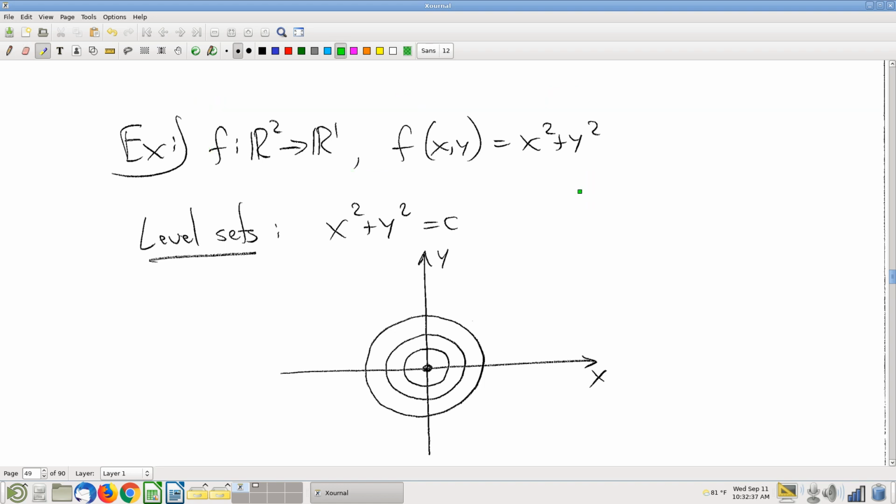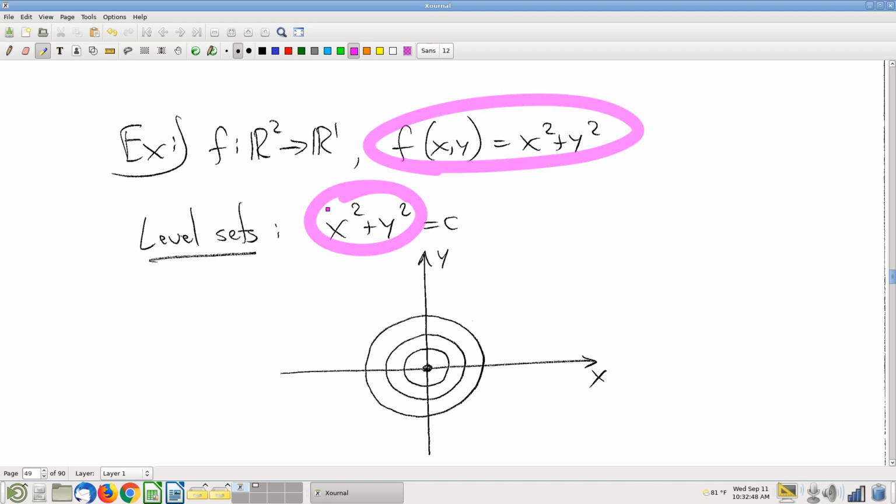We've seen this function before. Nice to have a familiar starting example, right? Let's draw level sets of this. So this function, there it is. Level sets are what you get by setting it equal to certain constants. And notice that this equation that you get by setting f equal to various constants is going to give you a bunch of circles. No big deal. Everybody happy with that? Is that cool? Okay.